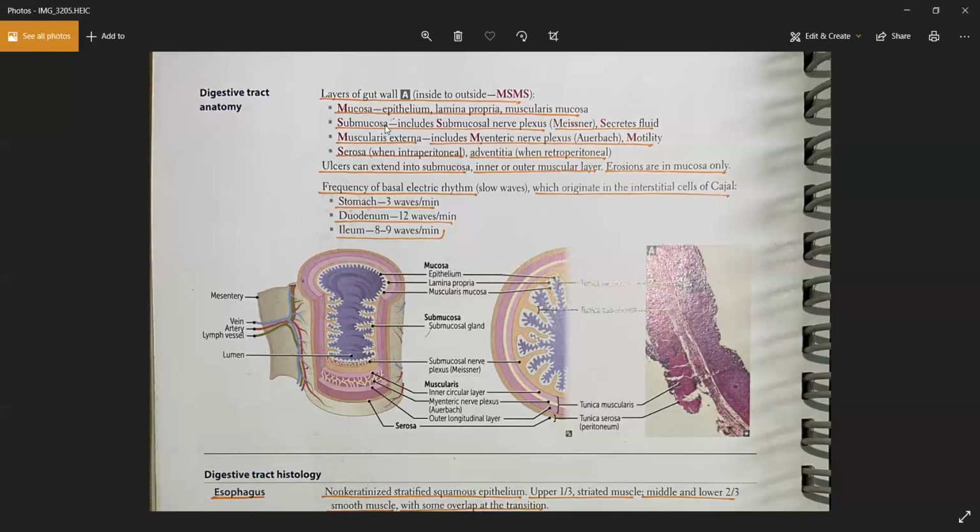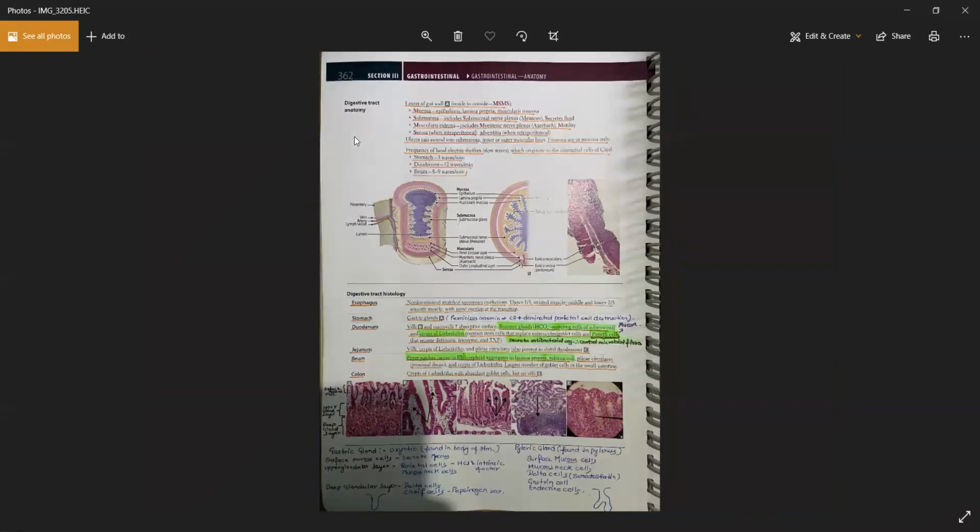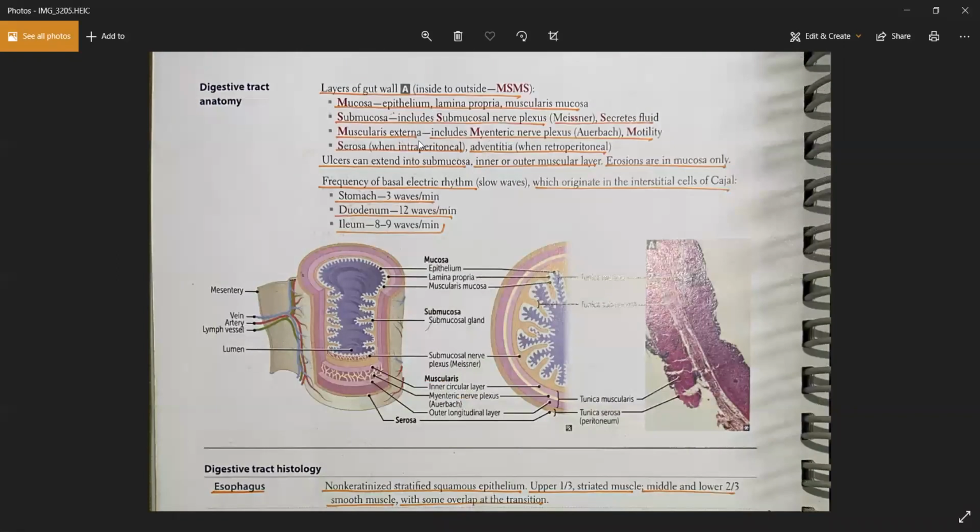Every artery and every vein is present in the submucosa, which is supplying the intestine. Then comes the muscularis externa, which includes the muscles. Two muscles are there: one is the longitudinal muscles, and the second is the circular muscles. Circular muscles are the inner ones, and the longitudinal muscles are the outer ones.